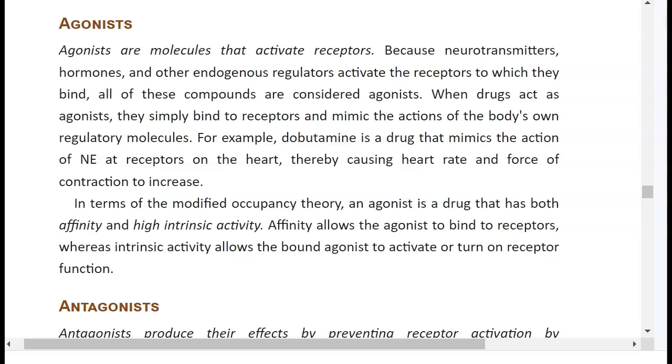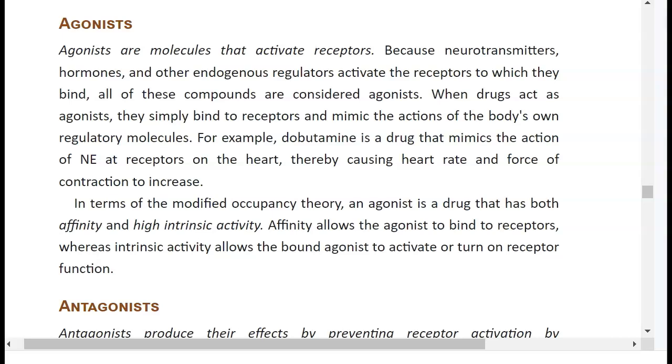Because neurotransmitters and hormones and all the other endogenous regulators activate the receptors to which they bind, they're considered agonists. So in other words, they see the lock, the agonist is the key, the agonist comes in, it fits perfectly into that lock, and it can turn it on the way it's supposed to do. That's your agonist. So when a drug is an agonist, they find each other, they bind, and mimic the action of the body's own regulatory processes.